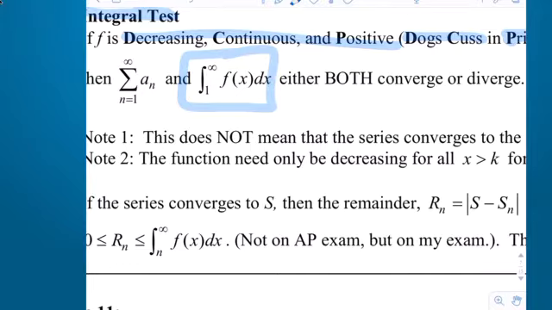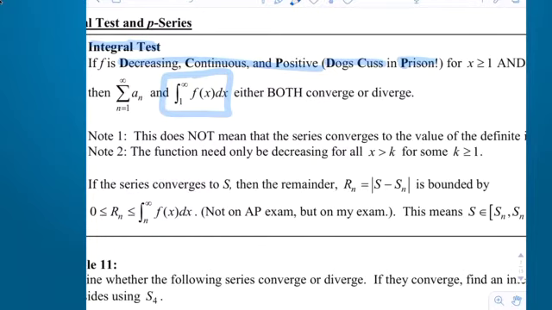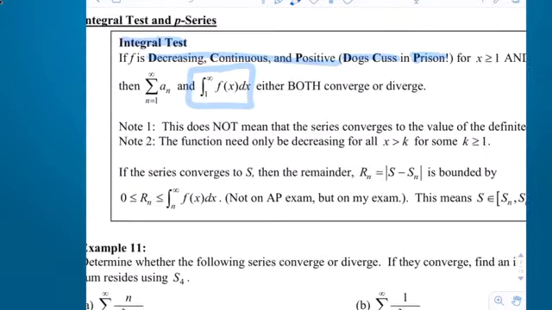It's an entirely different thing. This is finding area and this is just finding y-value sums. Okay? The function also need not be decreasing forever, just beyond a certain point. There is also another nice thing about the integral test.